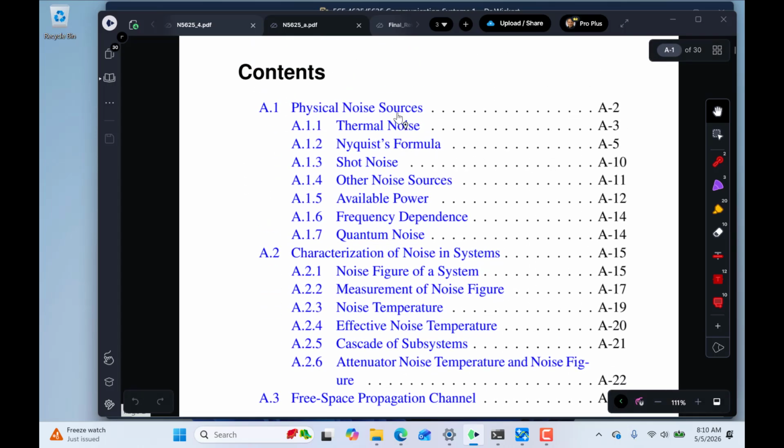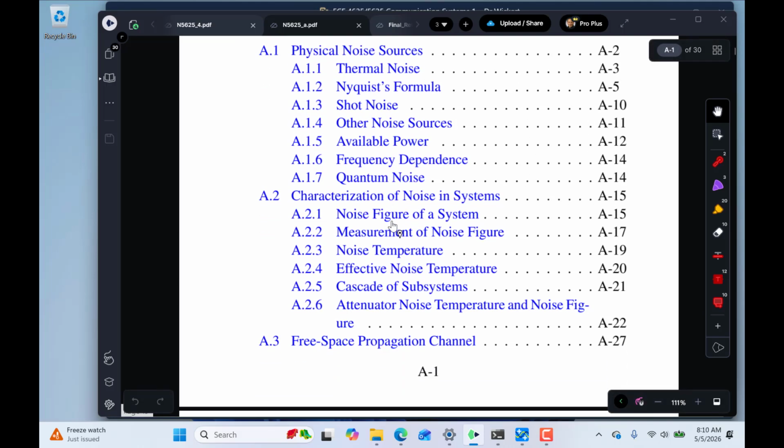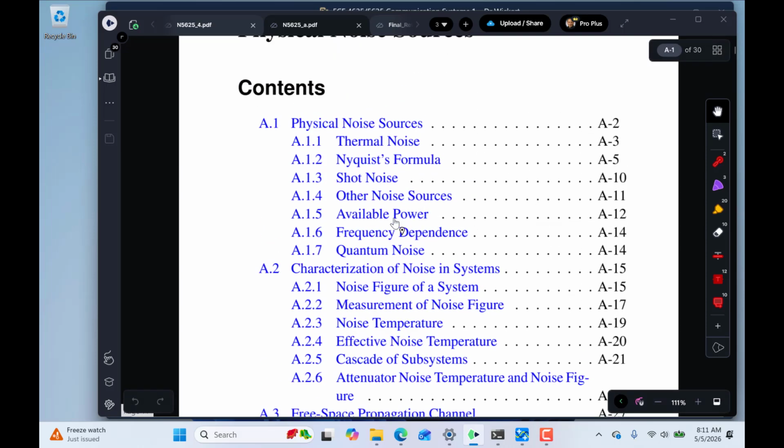So I briefly went through the physical noise source modeling aspects when I recorded my video just before leaving town, but I will hit some highlights of this. And then I said that I would be covering sort of the systems level modeling of noise in receiver circuits, which is part A2. And then the last part is a free space propagation example, which is Appendix A.3.